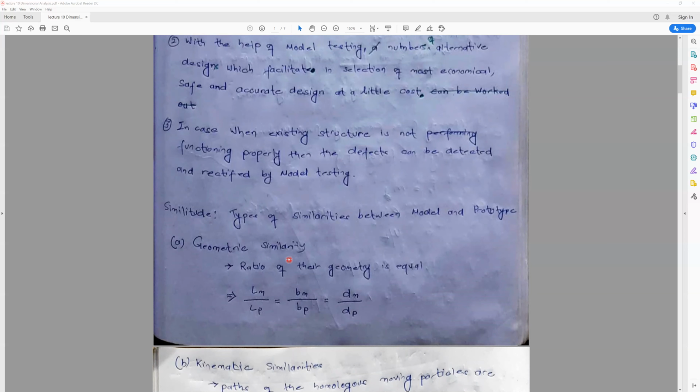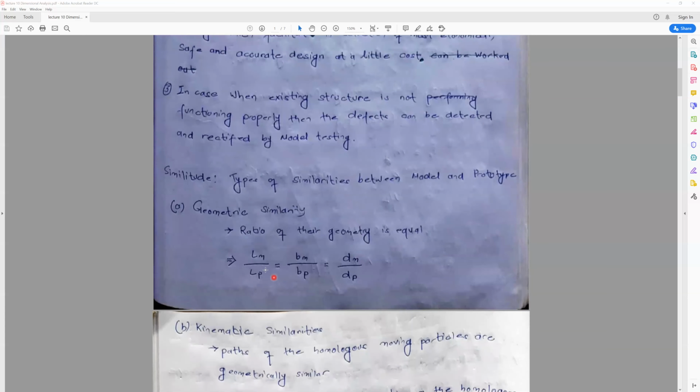Geometric similarity tells us that the ratio of the geometry has to be equal. Here is the numerical form, in the form of an equation. The ratio of the length of the model to the length of the prototype should be equal to the ratio of their width, which should be equal to the ratio of their diameter. If we are talking about a pipe, then of course the ratio of their diameter has to be equal, for different conditions.